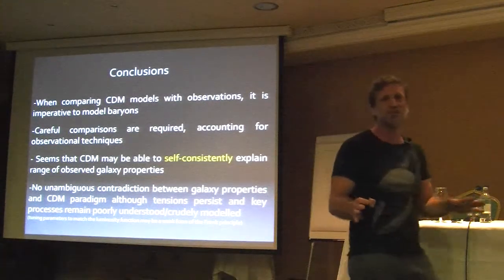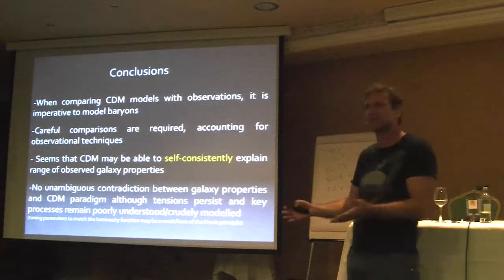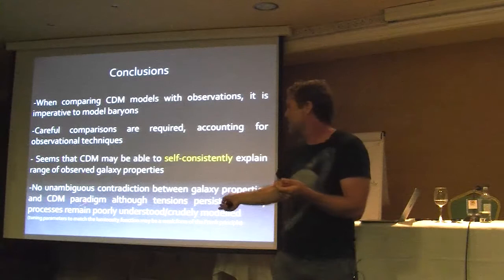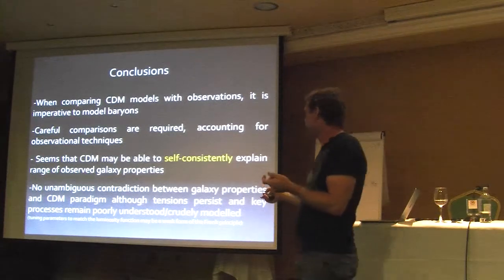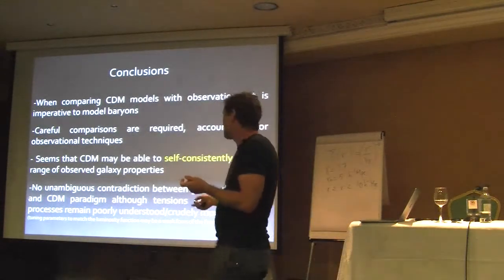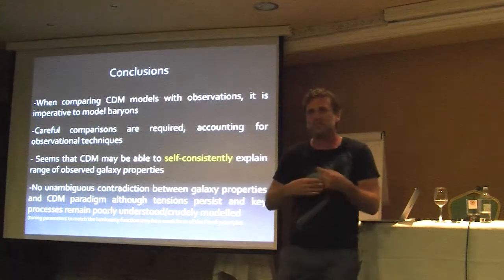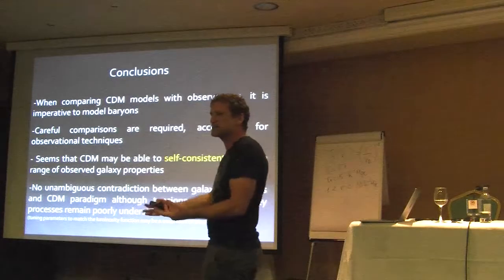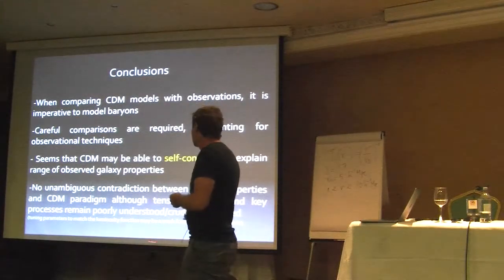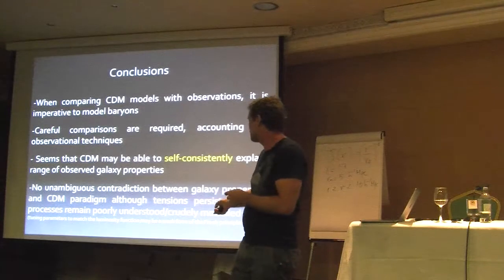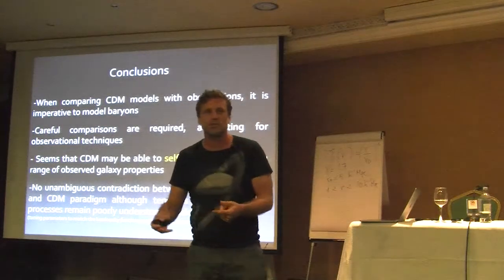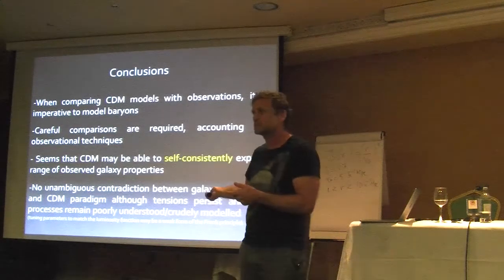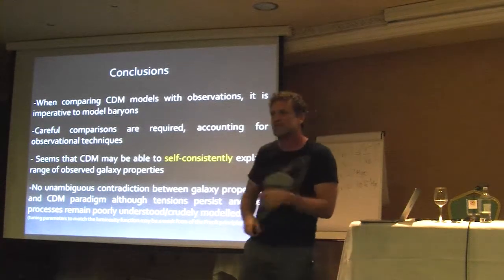There's certainly people in the community who would point to some galaxy properties and say this is not consistent with CDM. I personally think that there's no unambiguous contradiction, but tensions do persist, and key processes such as the way these supernovae and AGN feedback actually are modelled, and our understanding of them and our observations of them, okay, these are still really quite poorly understood and quite crudely modelled. So there's a lot of work to be done and understanding to be gained about these processes that we really rely on heavily. And I'll finish there.